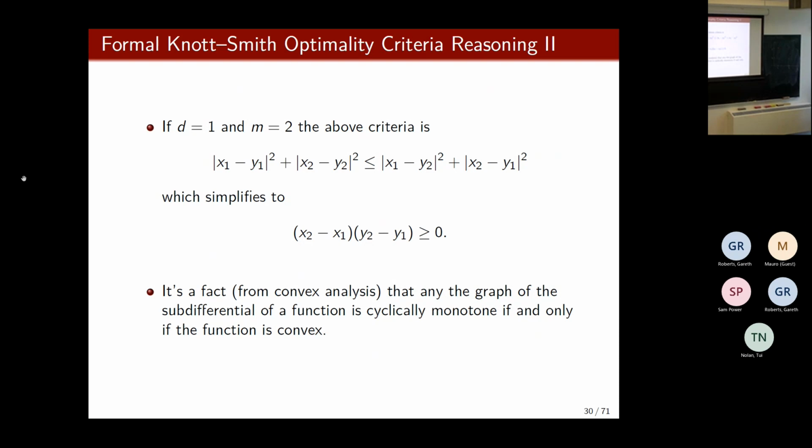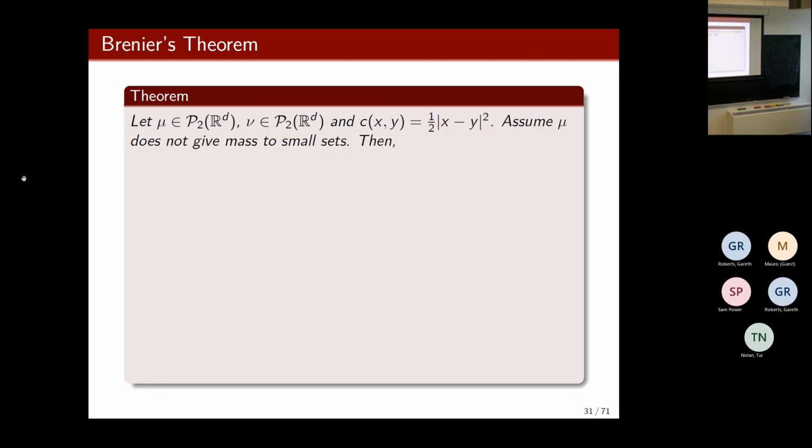Okay, and so now this is kind of where the convex analysis comes in. The graph of the subdifferential of a function is cyclically monotone if and only if the function is convex. So this is where we expect the connections between optimal transport, well, the support of our optimal transport plans, and convex functions.